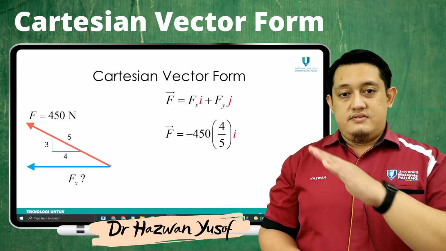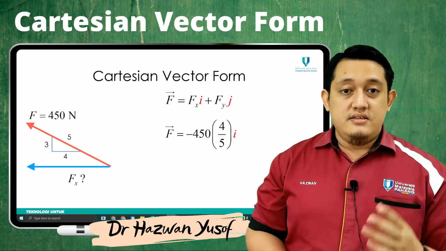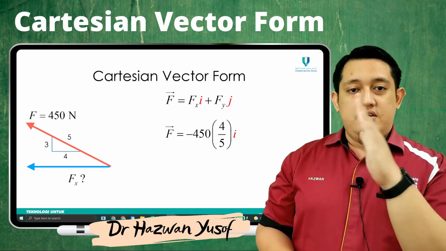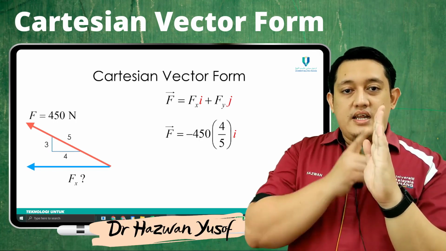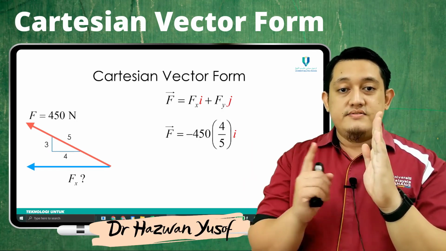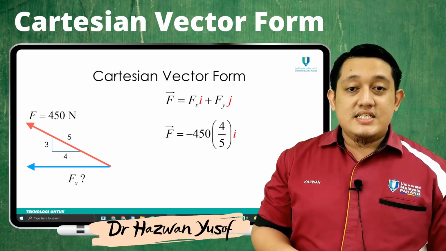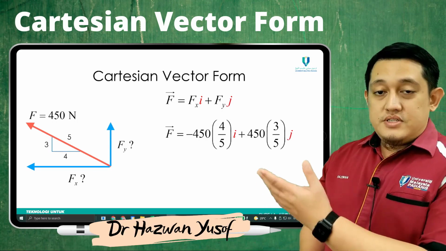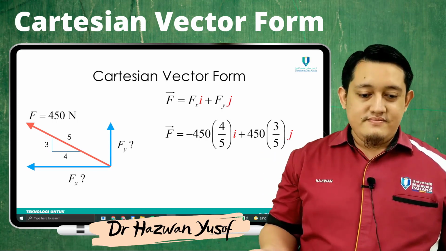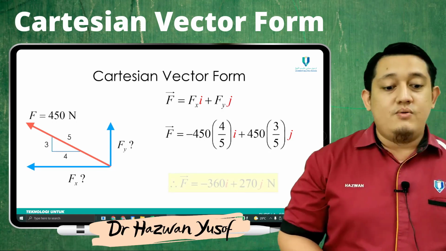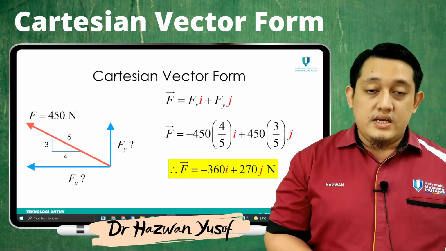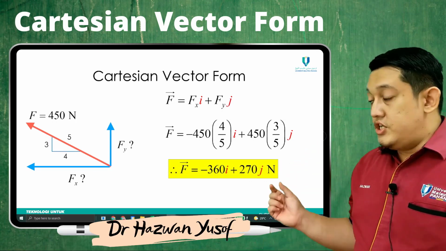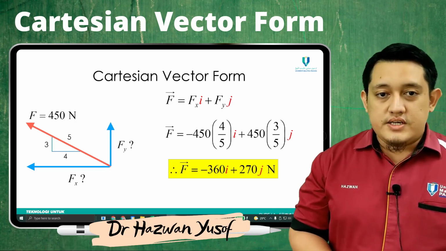And for Fy, resolving to the y direction, it should be pointing towards the positive direction. And for 450 in this direction, the side with the same direction as this Fy is 3. So to calculate Fy, 450 times 3 over 5. If we calculate these values, we will get F equals negative 360 i plus 270 j Newton. Don't forget the unit, Newton.